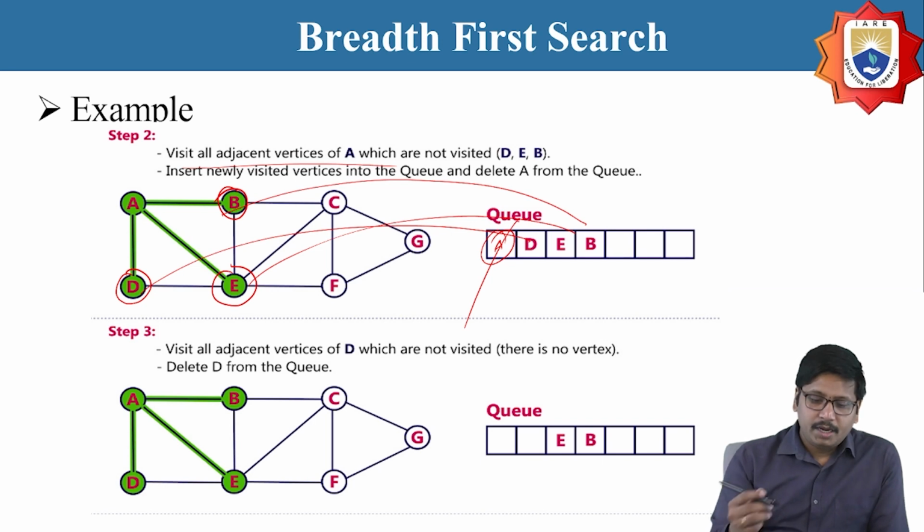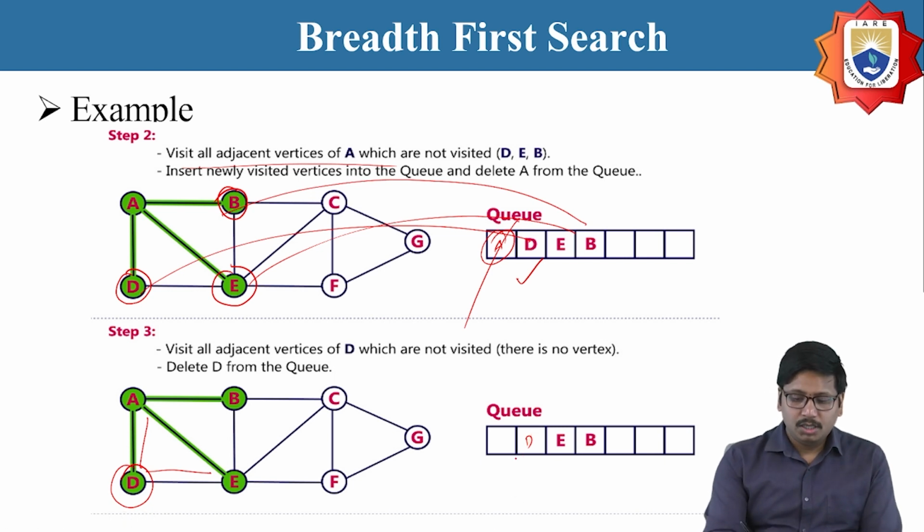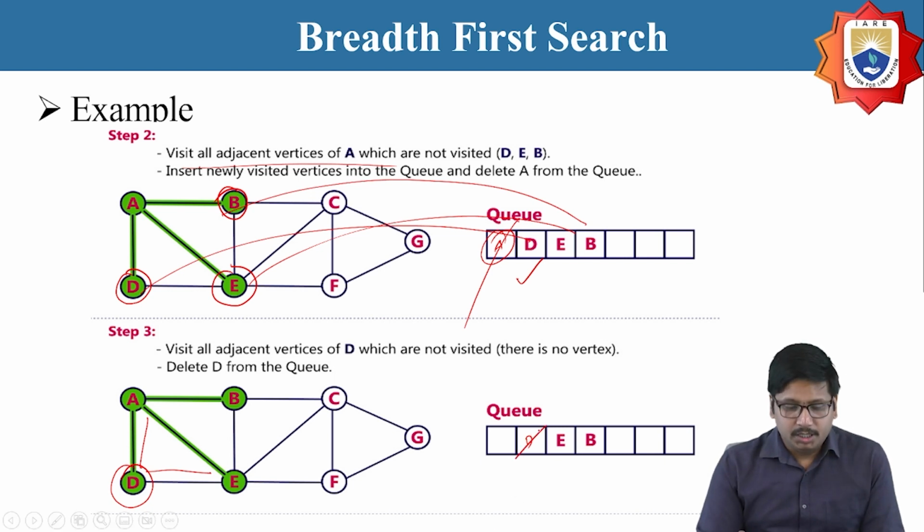Okay. So again in step 3, what do we have to do? We have to consider D here. From D, what are the adjacent vertices? We have to find the non-visited vertices. A is already visited, E is already visited. So there are no non-visited vertices present from D. So that's why I'm going to delete D here. Right. So D is also going to be deleted. And next one is E.